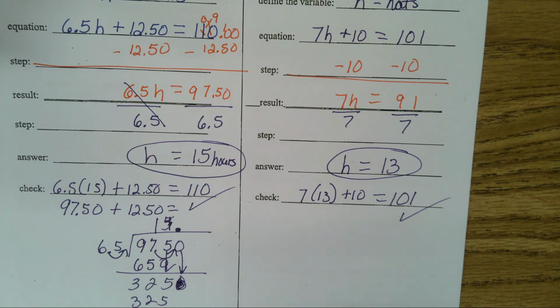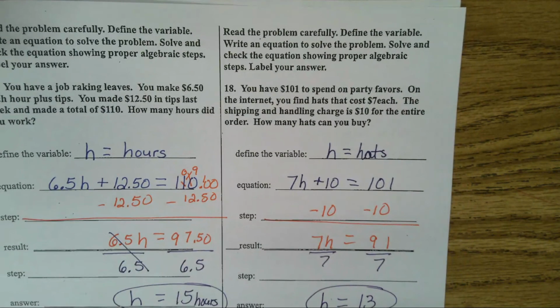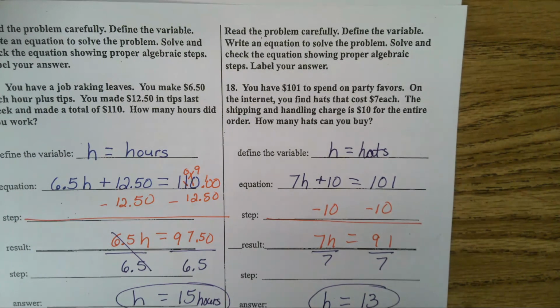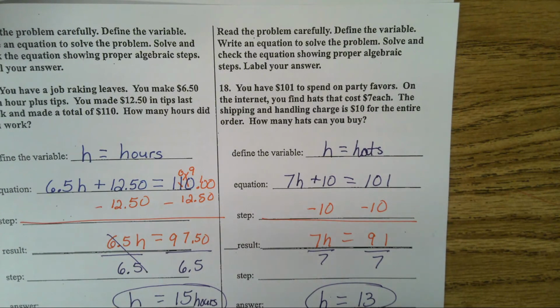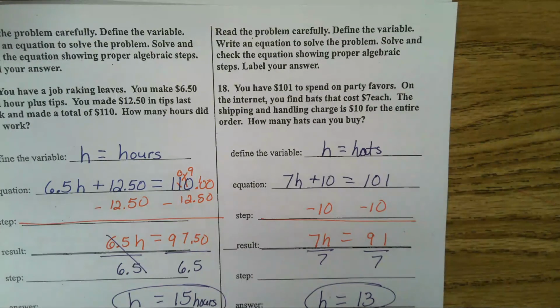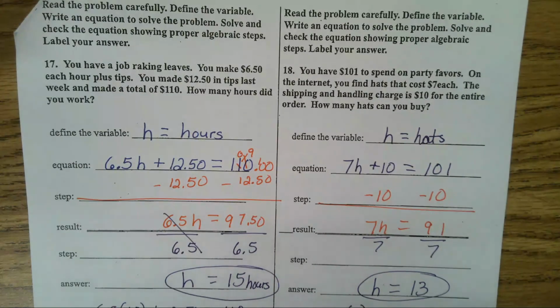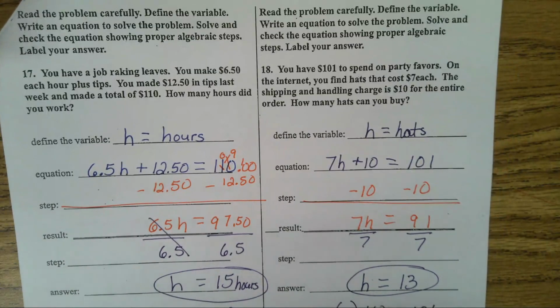Yes, question. Can we put any variable or do we have to put h? You could use any variable, but you have to say the variable equals hats, okay? You can't just say x. You have to tell me what x represents or what your variable represents. Right, unless it says to use a certain variable, but here you can choose any variable. All right, let's go on to the last page here.